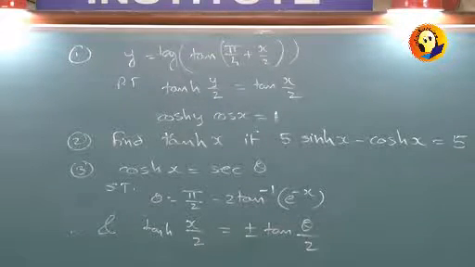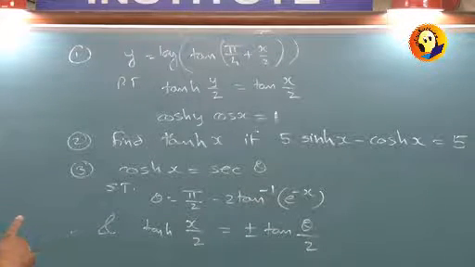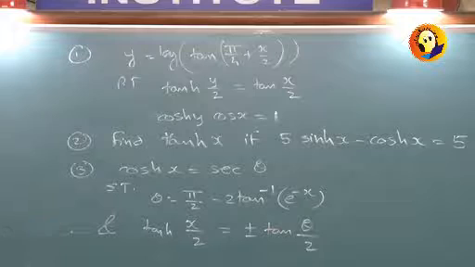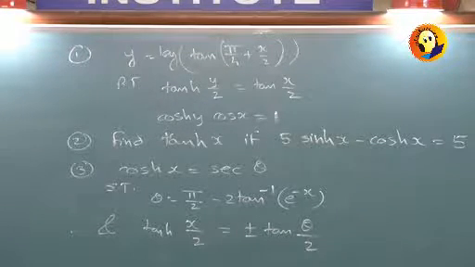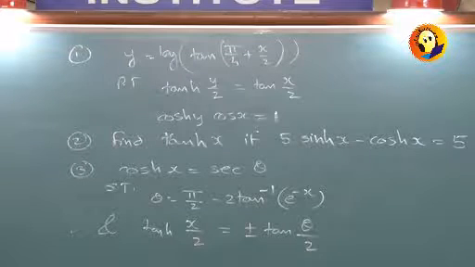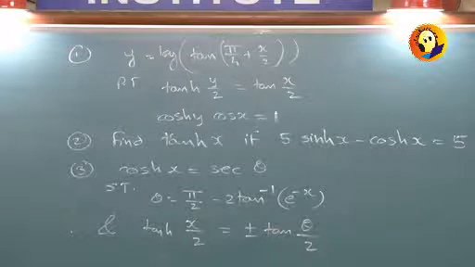How do we do the first one? Basically we require log, we don't require, so we write e raised to y equal to tan pi by 4 plus x by 2. So tan pi by 4 plus x by 2 will be tan pi by 4 plus tan x by 2 upon 1 minus tan pi by 4 tan x by 2. Tan pi by 4 is 1. So it becomes 1 plus tan x by 2 upon 1 minus tan x by 2. Left hand side is e raised to y.